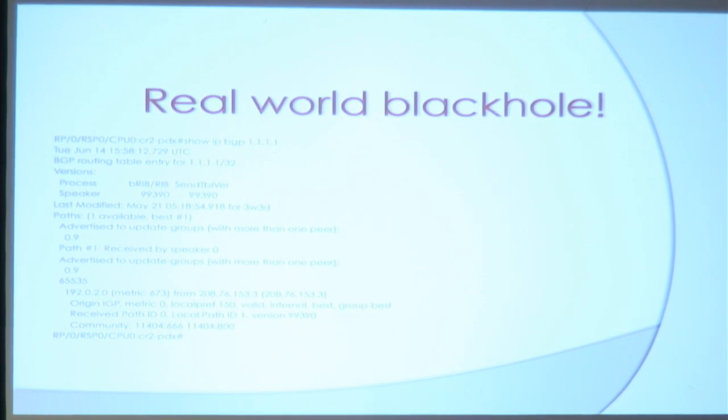And this is my personal favorite: yes, we might be black holing it, but I also want every transit of mine that supports remote triggered black hole to black hole it themselves and never even deliver it to me if we're black holing it. And you can do that because you're tagging it with communities. You're not just statically routing it towards null 0. You can put that as part of your egress policy.